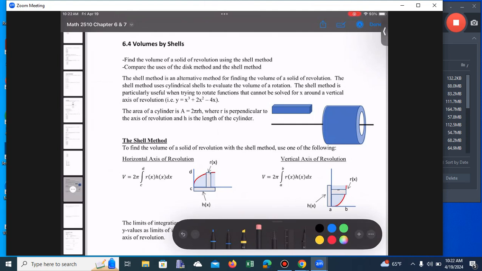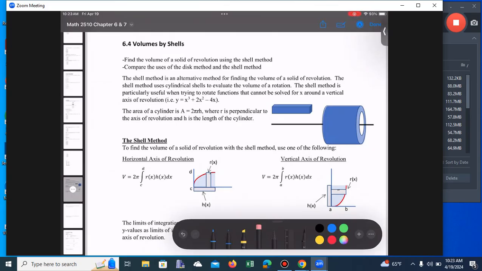You're basically taking kind of like a cylinder and rotating it around. If you look at the area of a cylinder, it's 2 pi r times h, that's the surface area. And if you integrate that, you're integrating the area, you're going to get a volume. And so we're integrating the surface area to get the volume.